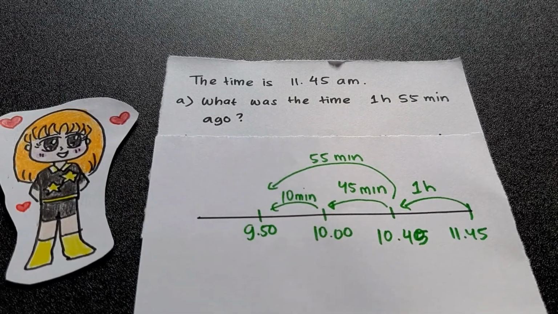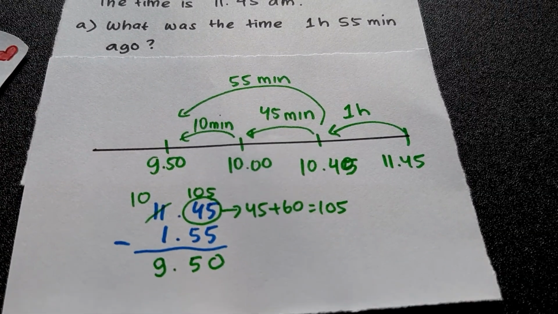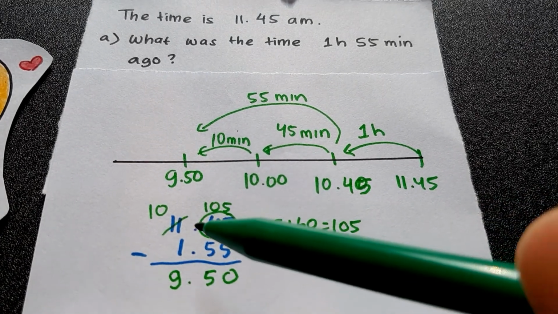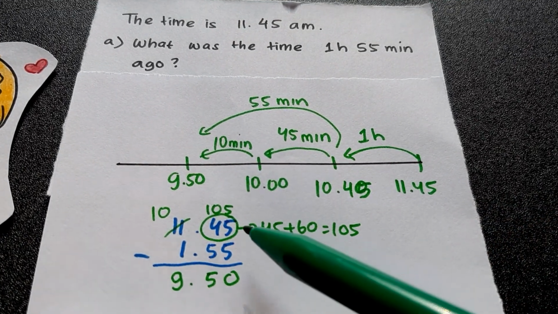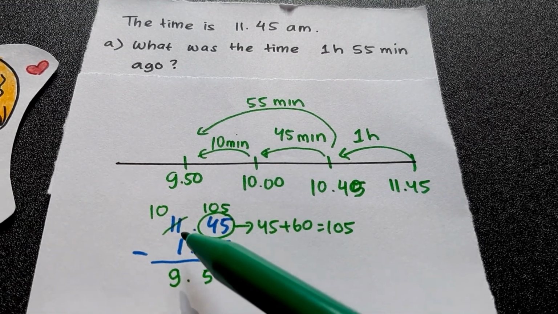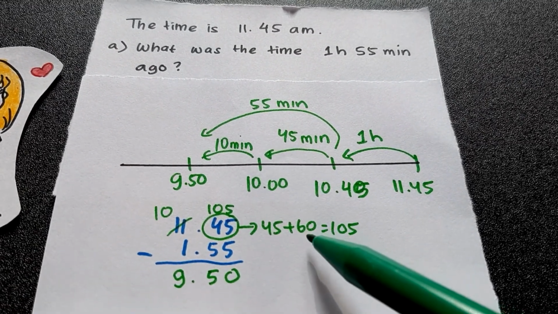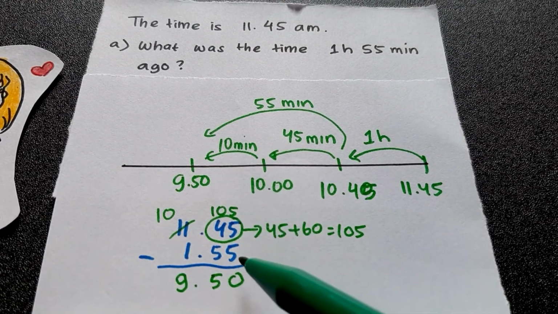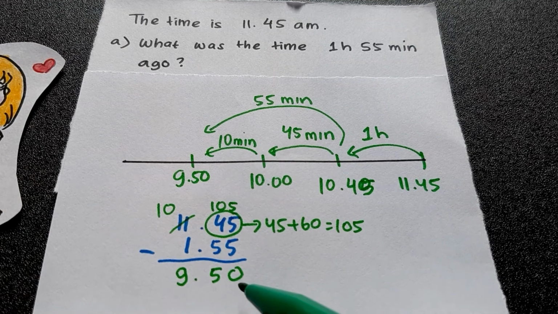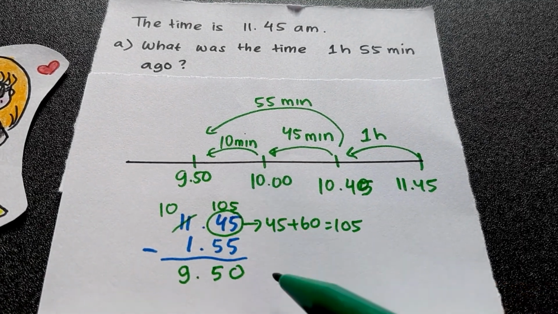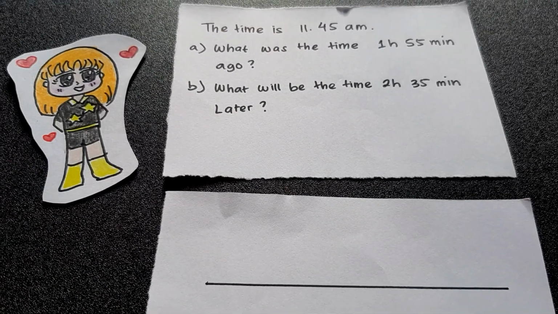Let's check with the counting time. 11:45 minus 1 hour and 55 minutes, we borrow. Since 45 is smaller than 55, we borrow 1 hour. But we have to change 1 hour into 60 minutes first, so we get 105. 105 minus 55 equals 50. 10 minus 1 equals 9. Is it the same? Yes. Now let's go to the next part.